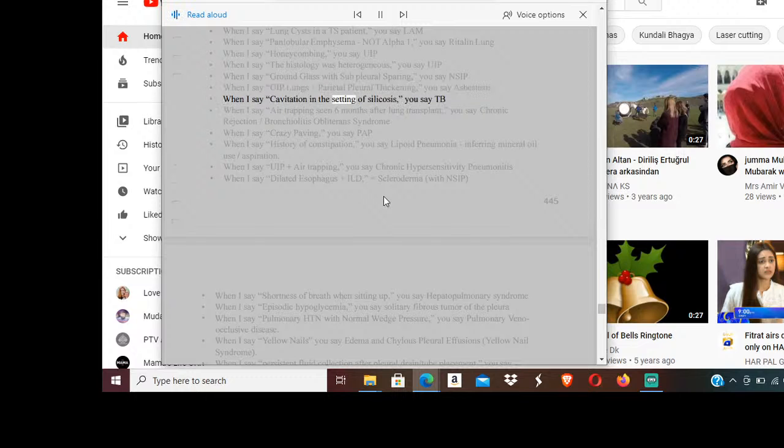When I say cavitation in the setting of silicosis, you say TB. When I say air trapping seen 6 months after lung transplant, you say chronic rejection, bronchiolitis obliterans syndrome. When I say crazy paving, you say PAP. When I say history of constipation, you say lipoid pneumonia, inferring mineral oil aspiration.